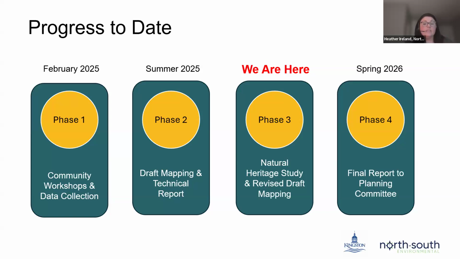We are now into phase 3 of the project, and this is where we're presenting the draft natural heritage study with updated draft natural heritage mapping. The updated mapping includes any technical revisions or site-specific requests that came through consultation. So feedback gathered this evening and through the broader Natural Heritage Study consultation will help guide any final changes before the report goes to Planning Committee this spring.